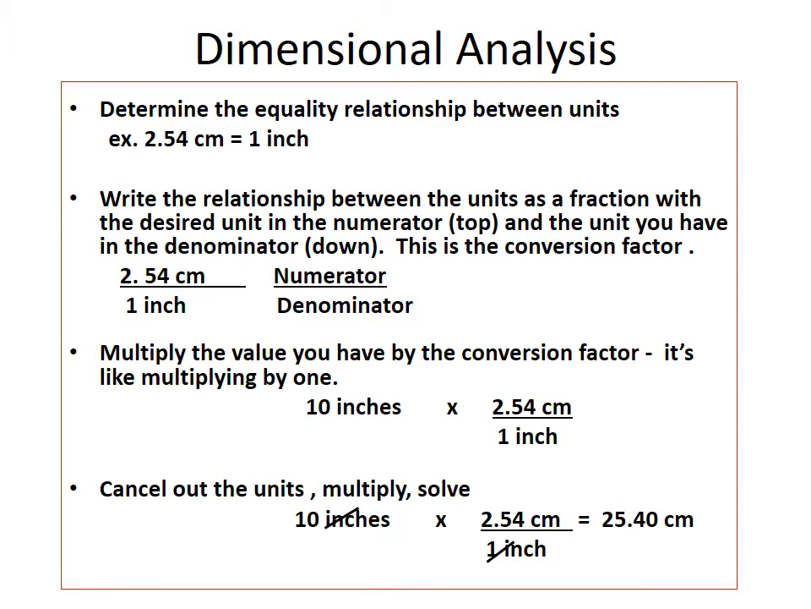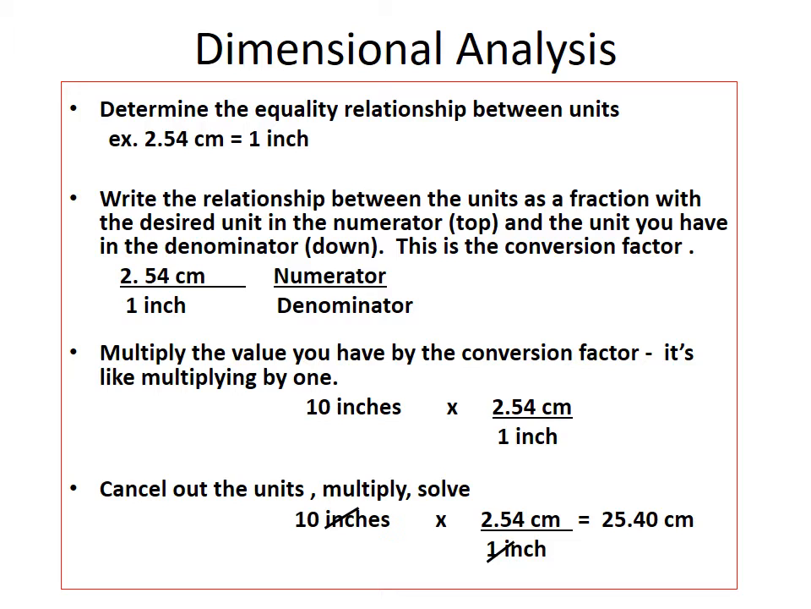So in this, determine the equality relationship between units. Example, 2.54 centimeter equals 1 inch. So we will write it like this: numerator and denominator. Numerator 2.54 centimeter, the upper one, and 1 inch down. Multiply the value you have by the conversion factor. It's like multiplying by 1.